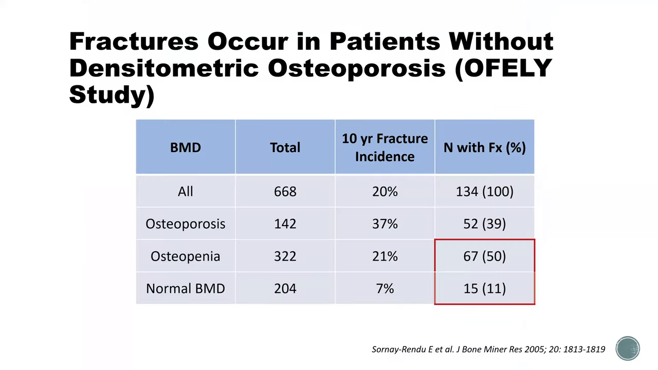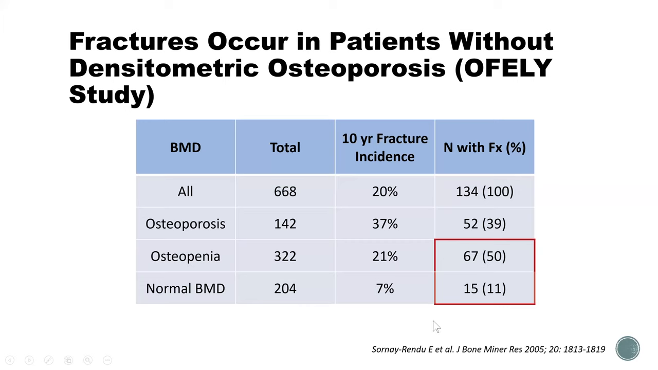And the other thing is, of course, that fractures do occur in patients with osteopenia as well. This is one study that looked at 600 women over 10 years. They found that 20% of them fractured, but only a third of them had osteoporosis. The rest of them were either osteopenic or normal.